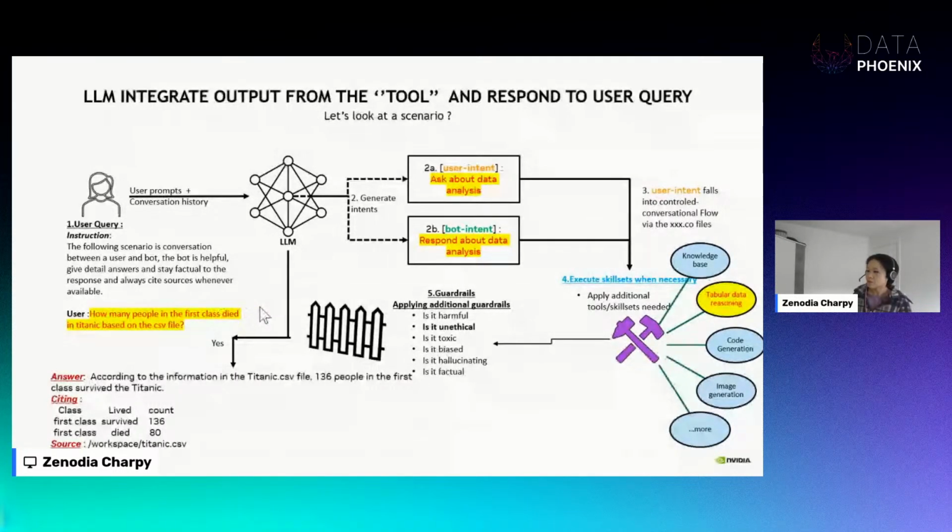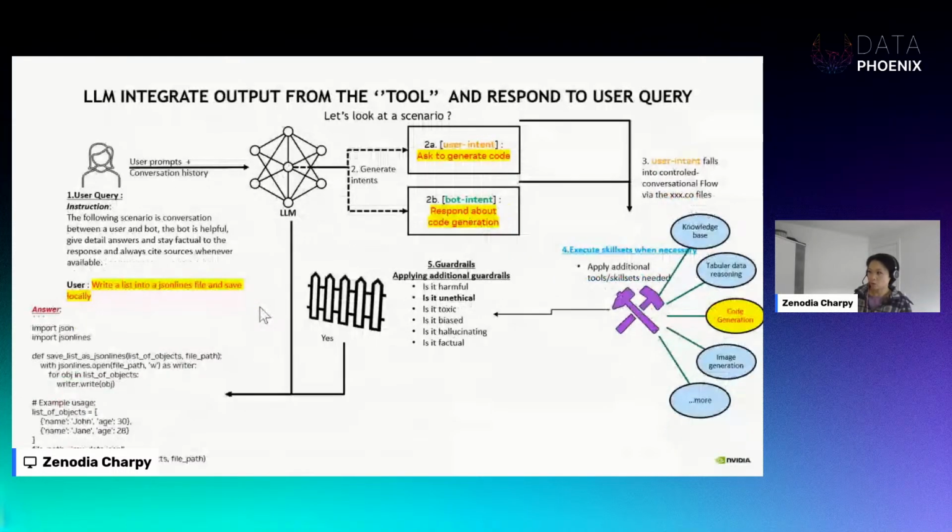Two more. What about code generation? Well, we can do that too. Write a list into JSON files and save locally. So the user intent, once again, being extracted is asked to generate code. This falls into an execution of using a skill set called code generation. And here is the code generated.